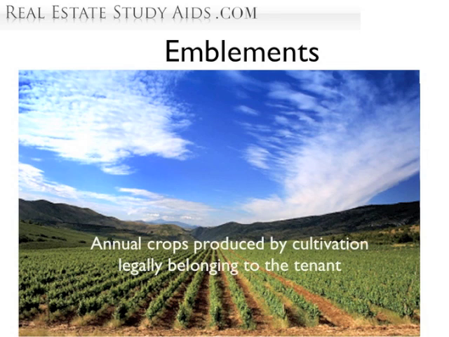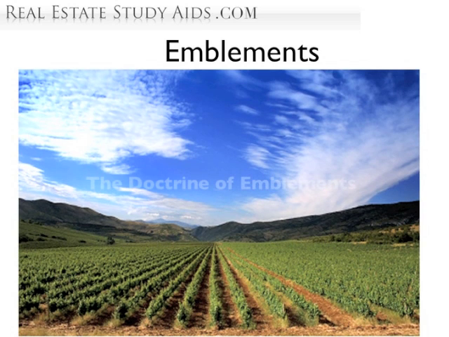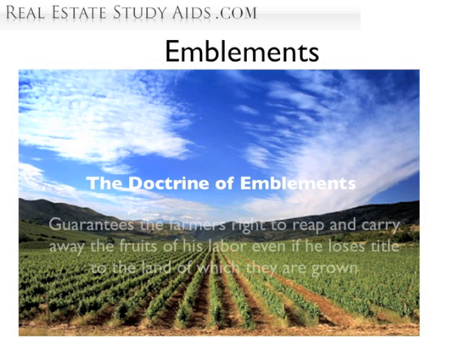Emblements are annual crops produced by cultivation legally belonging to the tenant with the implied right for its harvest and are treated as the tenant's property. This comes into play in the law of landlord and tenant or in the foreclosure of mortgages and other legal situations that place the rights of another party in contention with those of a farmer who has planted a crop yet to be harvested. In these situations, the doctrine of emblements operates to guarantee the farmer's right to reap and carry away the fruits of his labor, even if he loses title to the land on which they are grown.